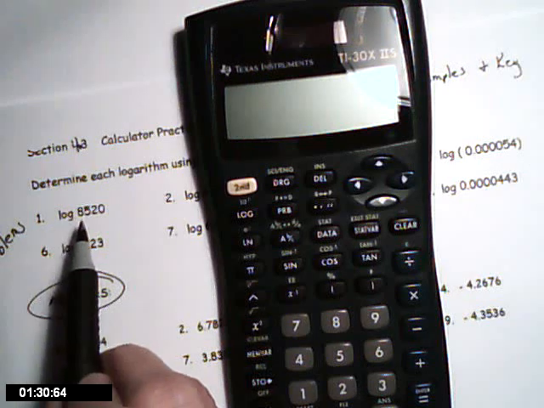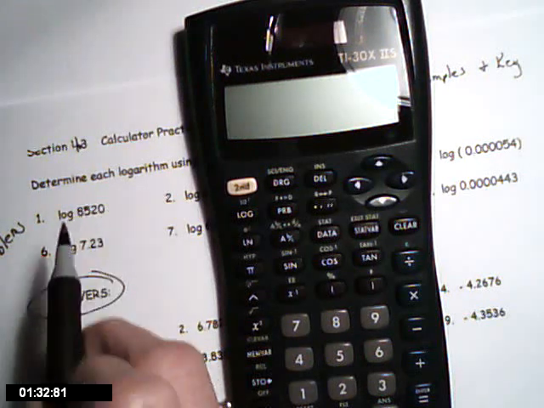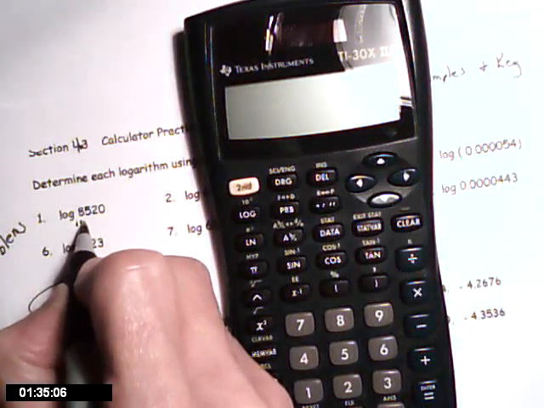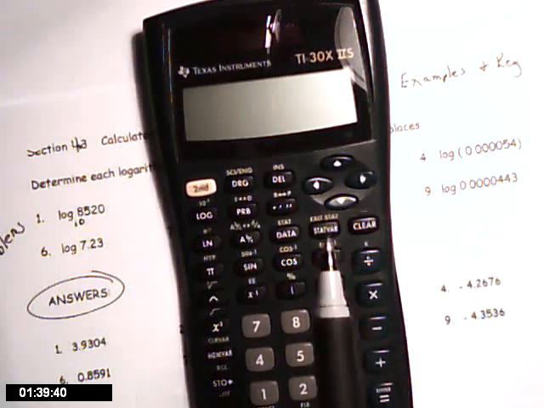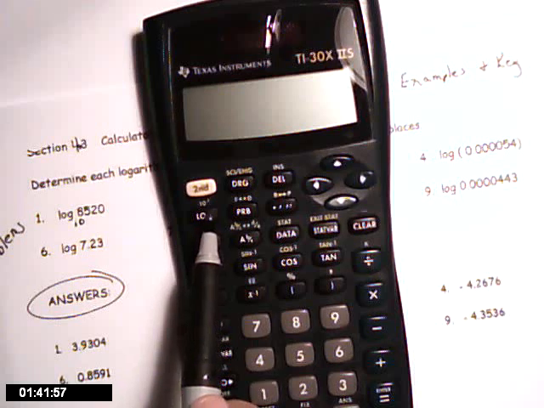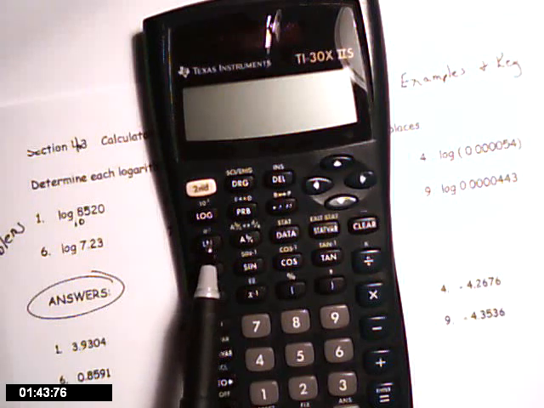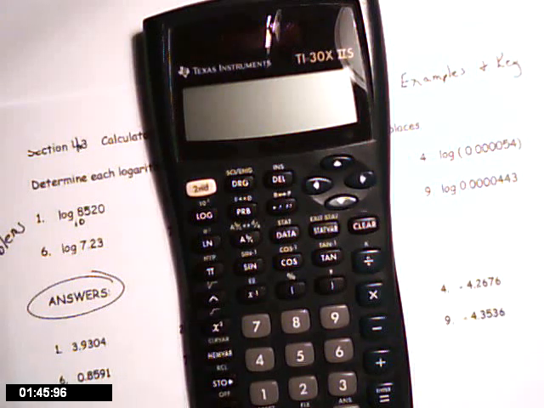Number 1 says log of 8,520. Now there's no base, so that's understood to be base 10. Your calculator knows two types of logs. The log is base 10, the ln is base e. So as long as we have a base 10 or base e, we can use our calculator.